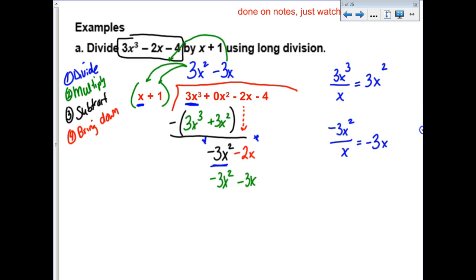And now we see how far away we are from the true dividend, so we subtract. Lead term should cancel, otherwise we've done something terrible. And then negative 2x minus negative 3x is positive 1x. You still have another term to bring down.